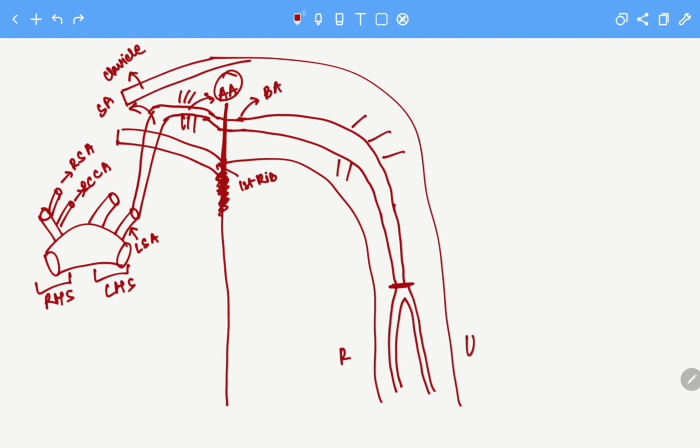The radial artery will give us a recurrent branch. The ulnar artery will give us an anterior and posterior recurrent branch. The ulnar artery will also give us a short common interosseous artery which is about 1 centimeter long. The common interosseous artery will divide into the anterior interosseous and the posterior interosseous. And the anterior interosseous will then give us the median artery.